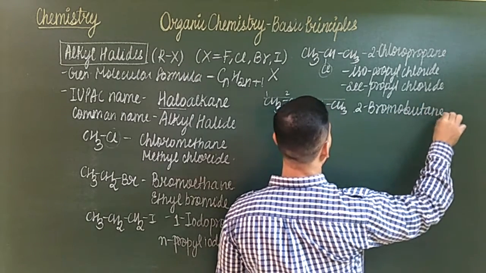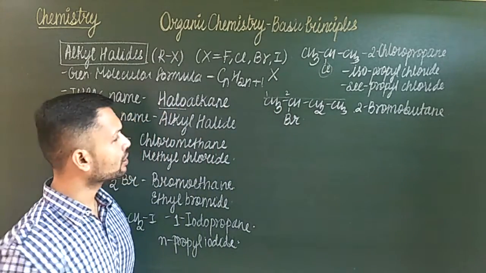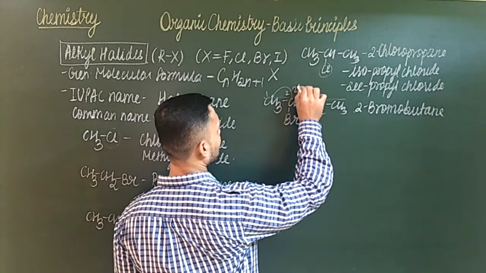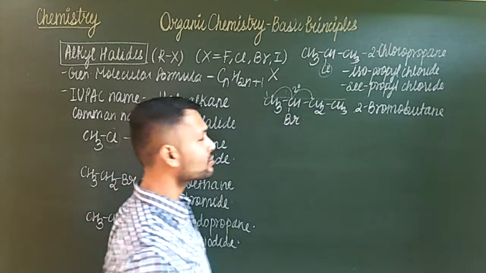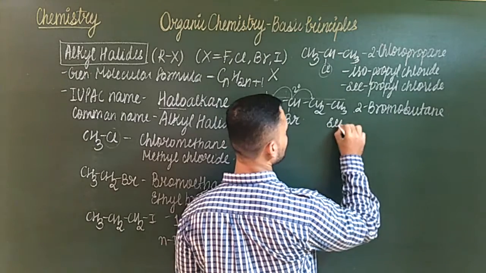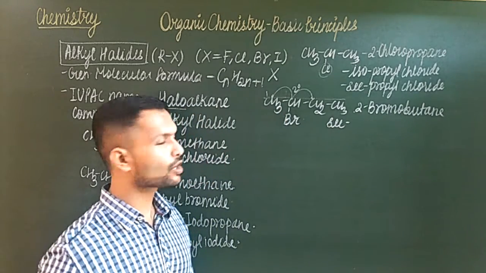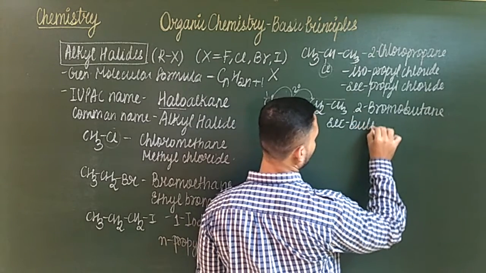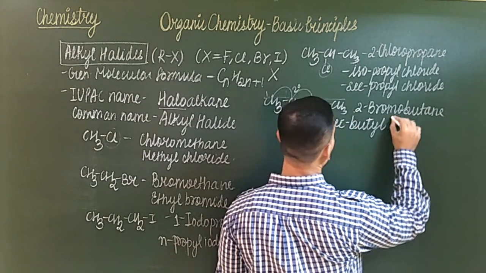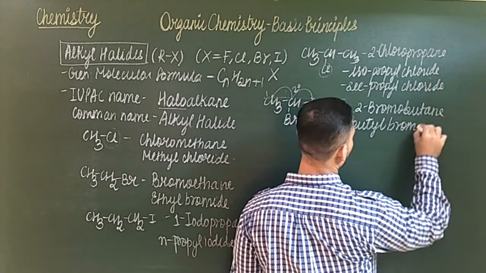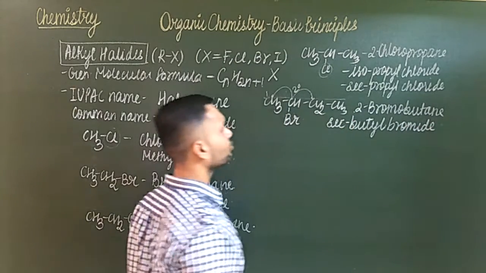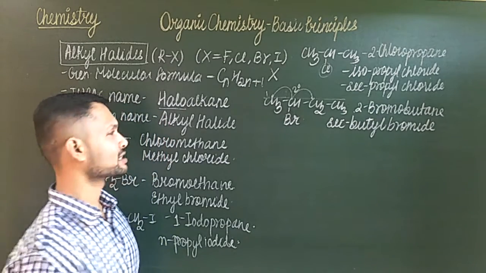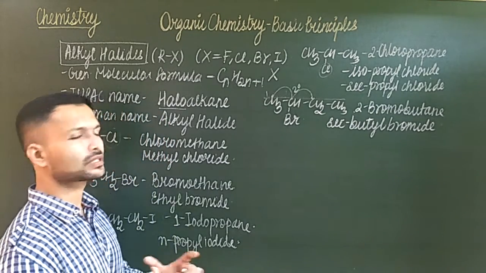2-bromobutane. But commonly what will it be called? You can see the functional group carrying carbon is attached to 2 others, so this is a secondary carbon, and when it's a secondary carbon, the prefix that we use for branching in common naming is sec. Total number of carbons are 4, so butyl, and this one is bromide, so the common name will be sec-butyl bromide. Hope you are getting this. Easy, focus, you will understand.